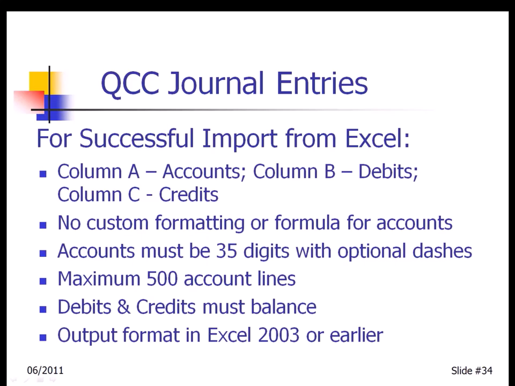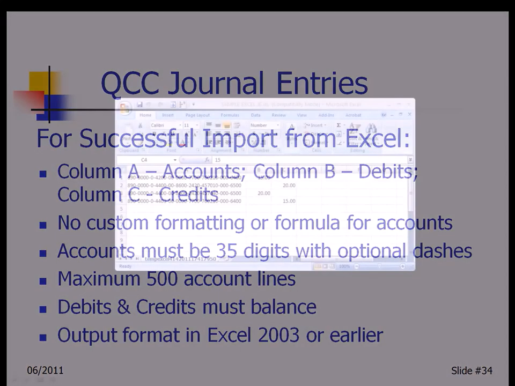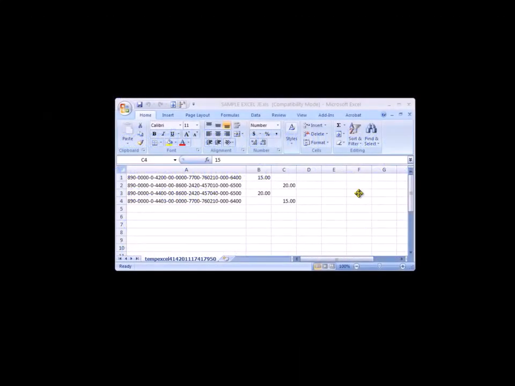You can only have a maximum of 500 account lines. Both debits and credits must balance. No headers on the columns. And finally, the spreadsheet must be in Excel 2003 or earlier format. Here is a sample of a properly formatted and balanced Excel spreadsheet consisting of 4 accounts.